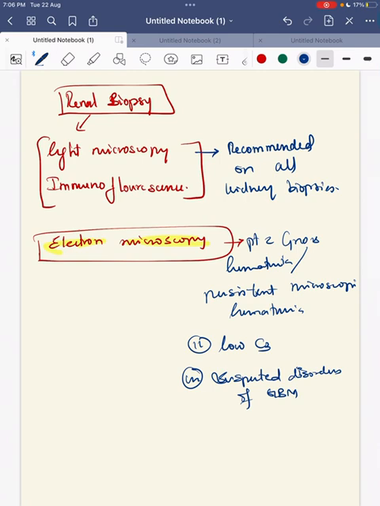So we have seen the treatment of first episode, frequent relapse, and the indications for renal biopsy, and in renal biopsy what we are going to look for. Okay, so I have covered most of the questions from nephrotic syndrome. If you have any doubts in nephrotic syndrome, I will share the PDF that I have prepared.